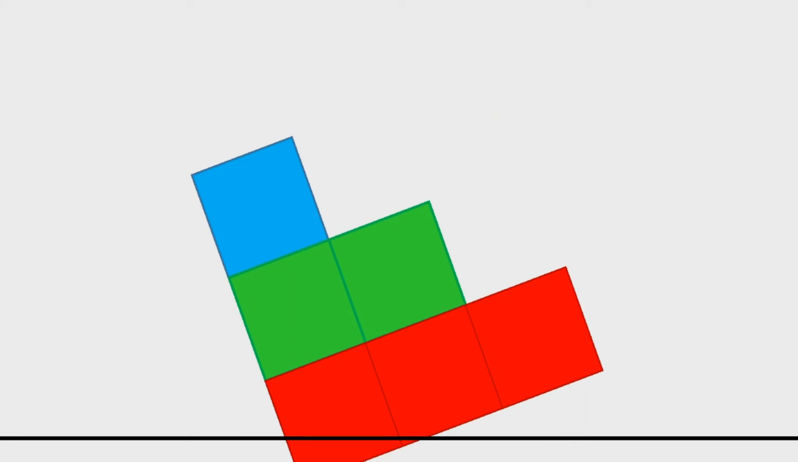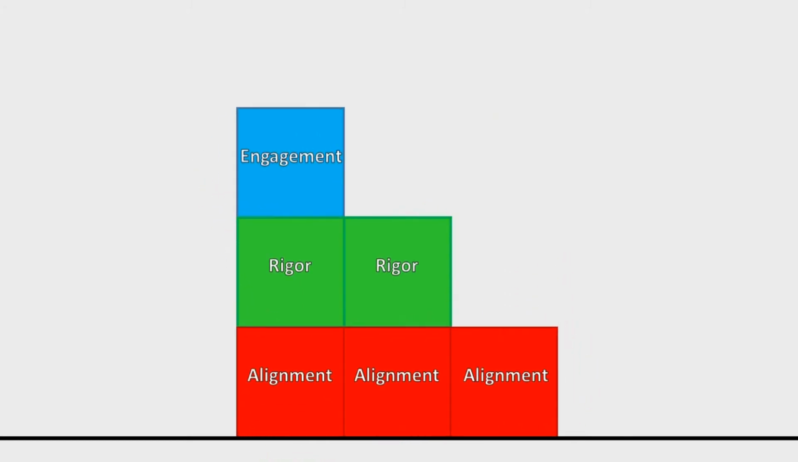This is what the model of lesson development should look like. Notice that alignment is the foundation of the instruction, and then we build on rigor, and then at the top we package our lessons with engagement. This is the model of lesson development that really supports students in the best way possible.